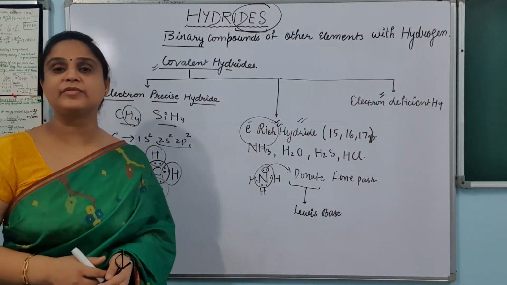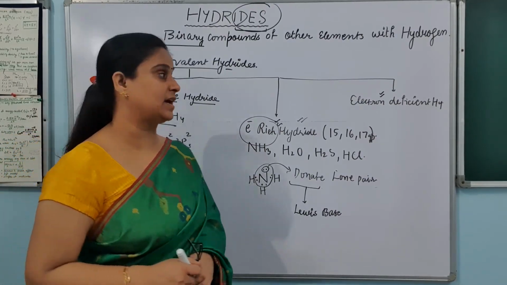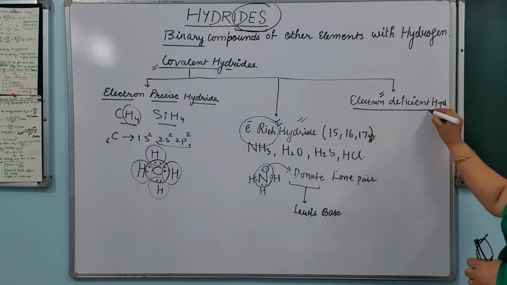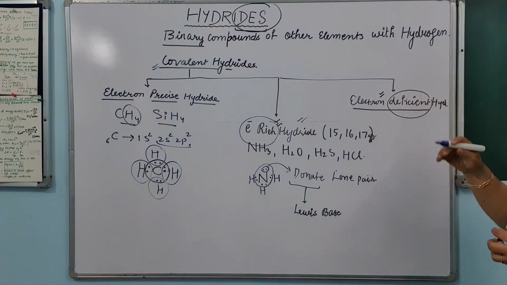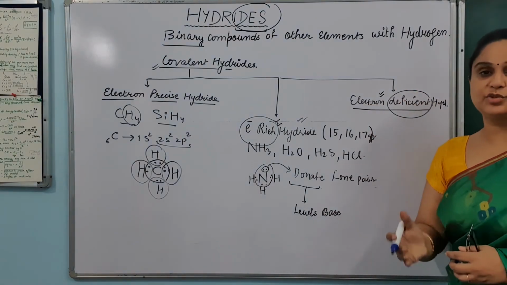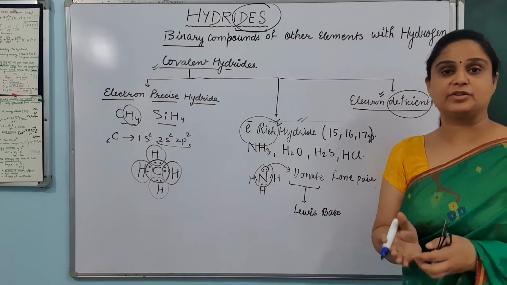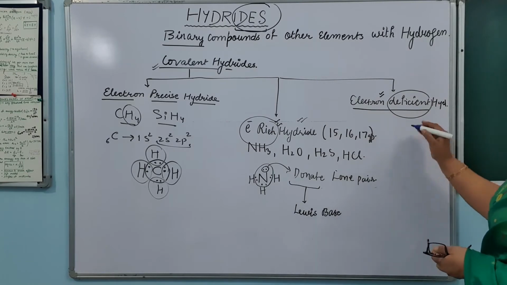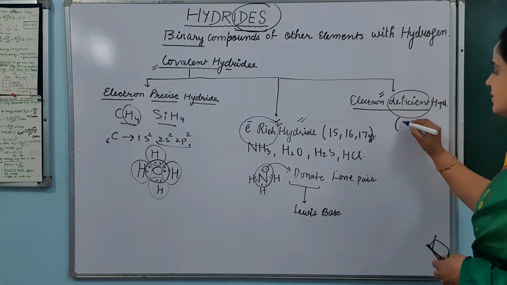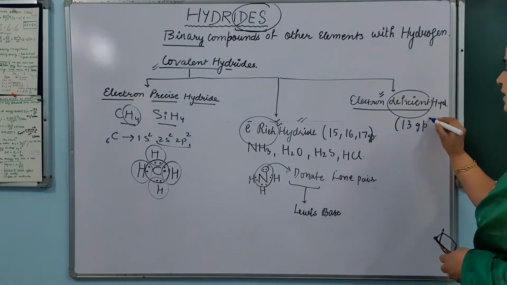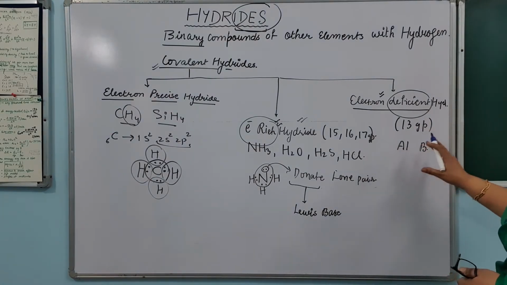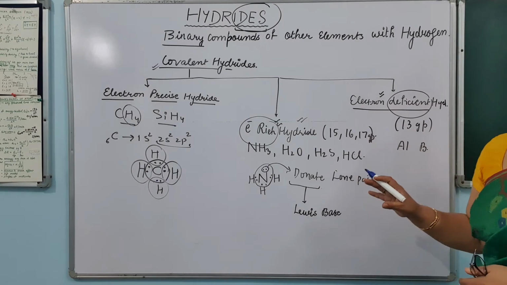And the next type of covalent hydrides are electron deficient hydrides. Electron deficient hydride, as the name is indicating, will not be following the octet rule, means they will have a number of electrons less than required. So इनमें number of electrons कम होंगे. Let's see what group elements make these hydrides. 13 group elements. Remember that aluminium, we have boron. So these aluminium, boron kind of elements make these hydrides.